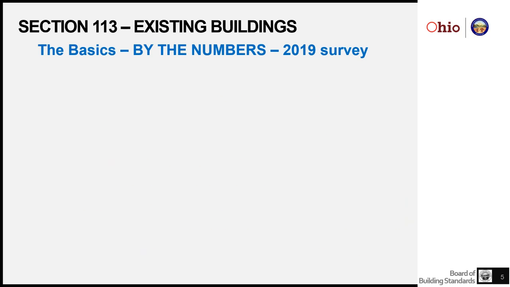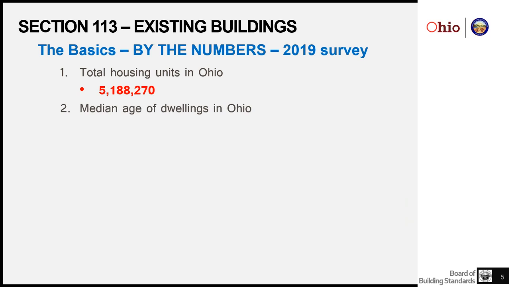A few more basics by the numbers. There was a 2019 survey that went out. Anybody have any idea how many housing units exist in Ohio? I hear all the answers. Everybody knows there's 5,188,270 dwellings in Ohio, or dwelling units in Ohio.